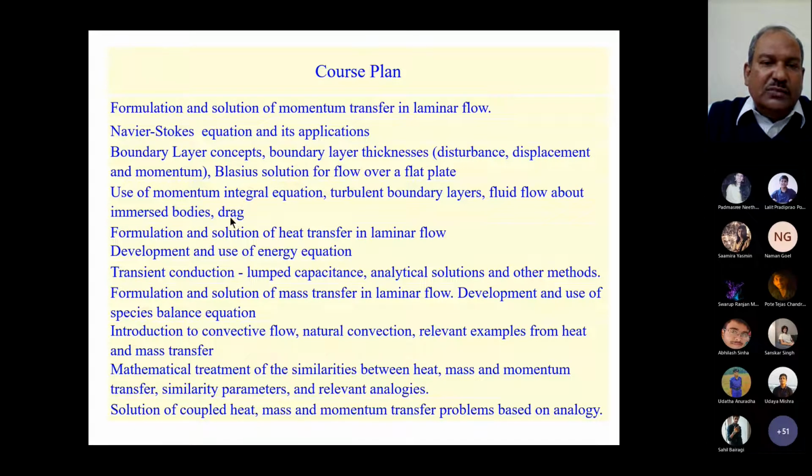And there, of course, the most important thing is going to be drag. So how can I calculate the drag coefficient? How can I calculate the total force exerted by a moving fluid on an object of arbitrary shape? So this is going to play an important role in our study of boundary layer concepts. If you look at the first two topics, they are more or less similar to what you have done in fluid mechanics, but in the rest, the next two are completely going to be new.